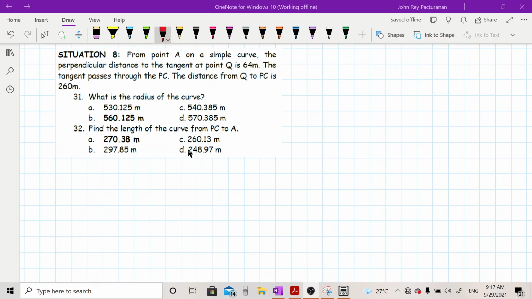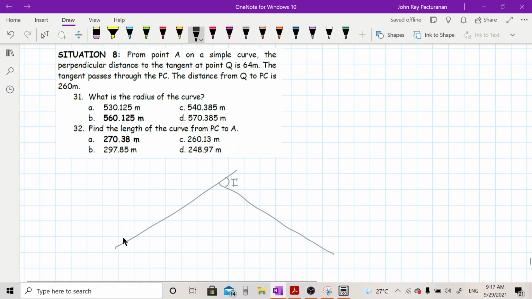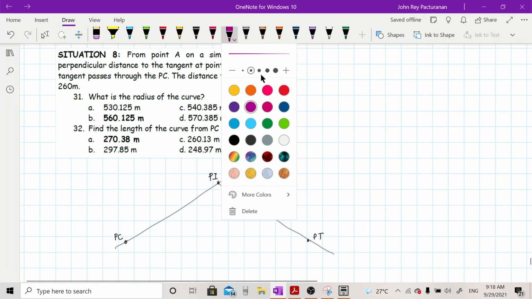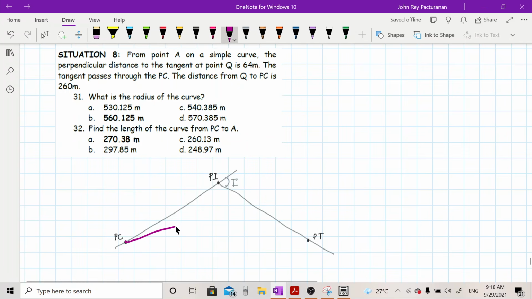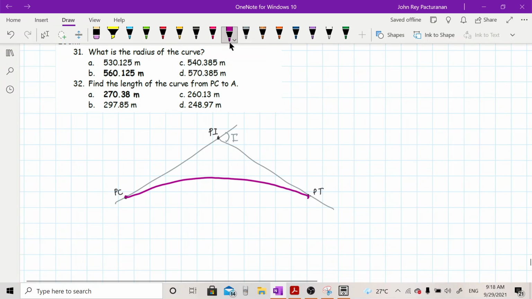Okay? So, para mas madali natin siyang isolve, i-illustrate muna natin yung problem natin. So, meron daw tayong simple curve. Say for instance, ito yung PI, tapos ito yung PC, and ito yung PT. Then, i-connect natin sila by using a simple curve. So, ayan, there is a simple curve ngayon.